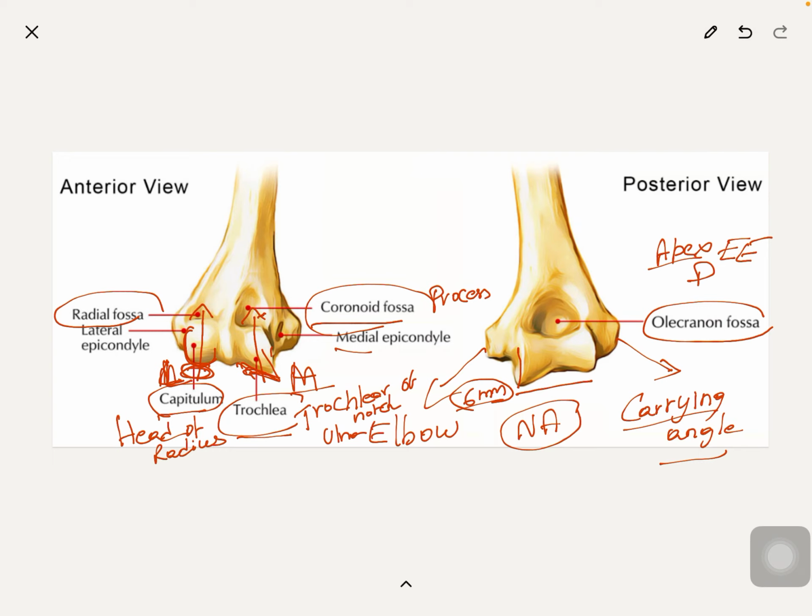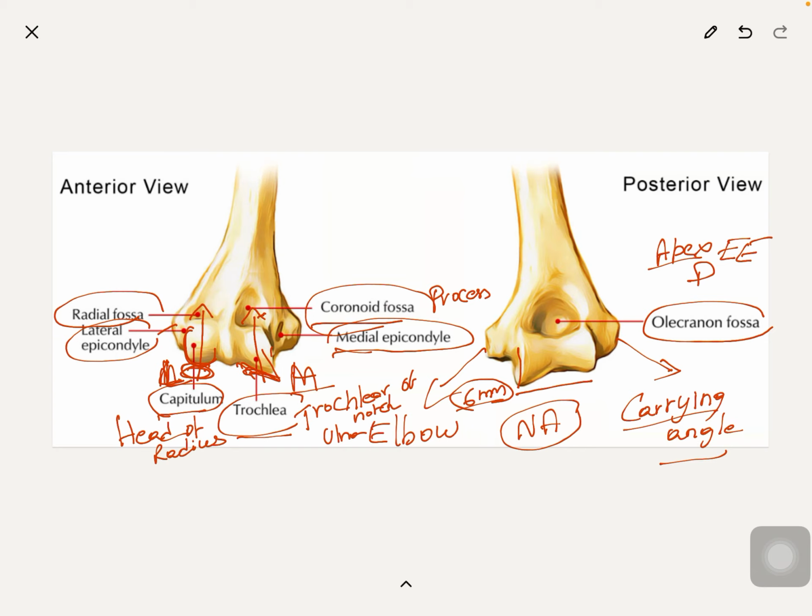Then the medial epicondyle and lateral epicondyle are projections from the condyles. They are called epicondyles. They will be continuous above with the medial supracondylar ridge and the lateral supracondylar ridge. The attachments on the medial and lateral epicondyles are the forearm muscles, the flexors and extensors of the forearm. You will be learning this in the forearm dissection. So we have completed this humerus in detail.